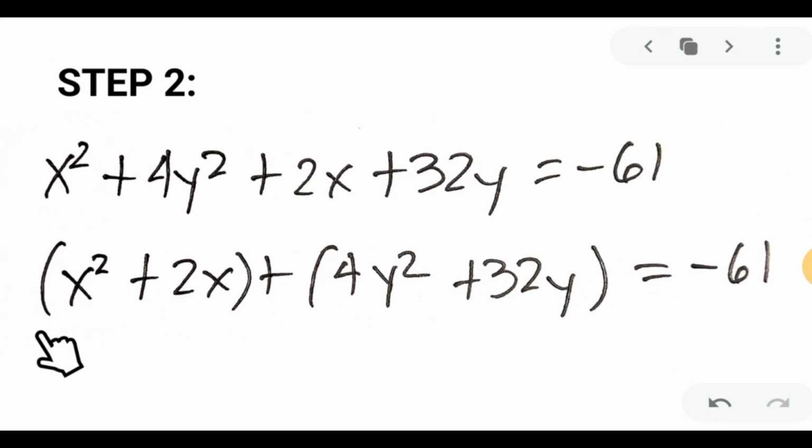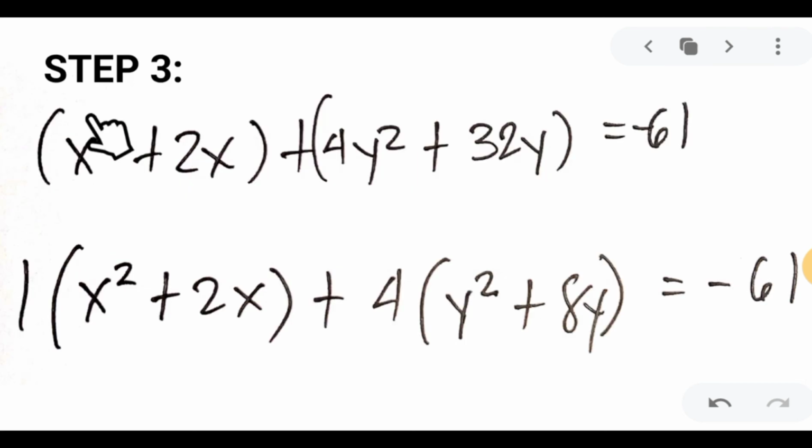For step 2, you have to group the terms with the same variables. That is x squared here plus 2x plus 4y squared plus 32y. For step 3, you have to extract the common factor from each group. For x group, the common factor is 1. If you will multiply that here, 1 times x squared, that is x squared. 1 times 2x, that is 2x.